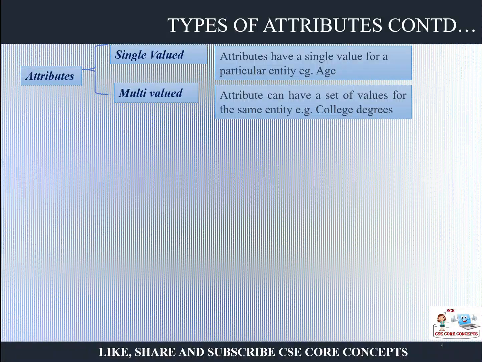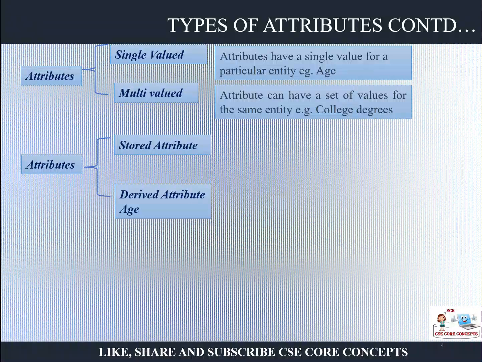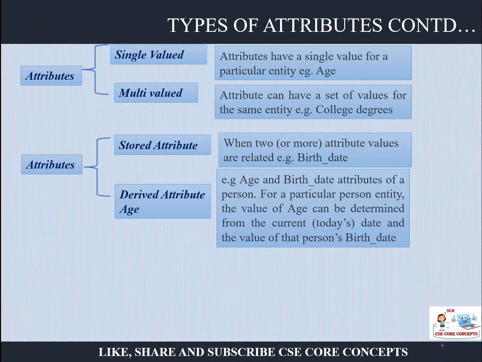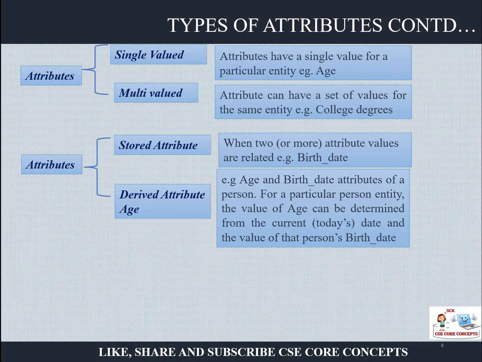Understood? So multi-valued attributes. Then attributes can be stored attributes or derived attributes. Stored attributes, in the sense that whatever value is there, you simply store it, like the employee's birth date, you are storing it. But if you are storing the employee's birth date and I want to find out the age of the employee, then I need not store the age of the employee as a separate column, because I can always find out the age of the employee from the birth date. I can subtract the birth date from the current date, today's date, and I can get his age.